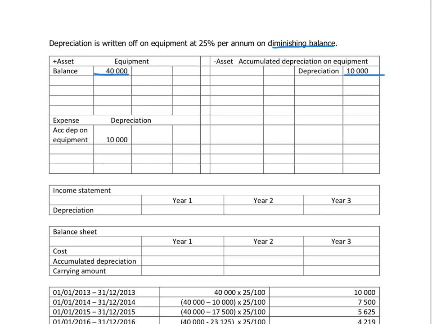In the first year, we will calculate depreciation at 25%, and that will also give me 10,000 rand. That 10,000 rand will be written off to the profit and loss account as an expense to decrease my profits. So in the income statement, I will indicate that the expense for the year is 10,000. In the balance sheet, I will show at the end of the first year the cost price as 40,000, the accumulated depreciation as 10,000, and the carrying amount as 30,000.